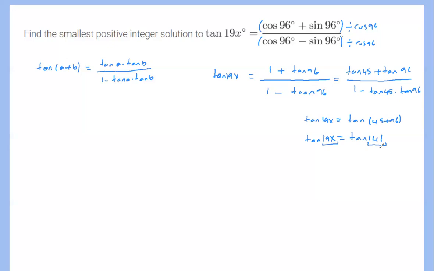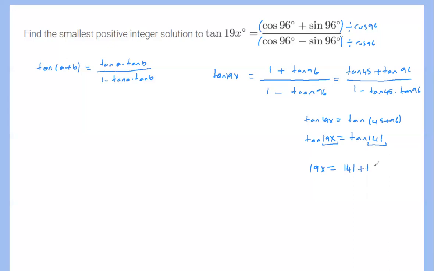But if you make them equal to each other, you get x is not an integer. So we look for an integer solution, and that doesn't work. But at the same time, tangent is a periodic function like other functions, and the period of the tangent function is pi radians or 180 degrees, meaning that whenever you add some multiple of 180 degrees to this number, that should be the same as 19x.